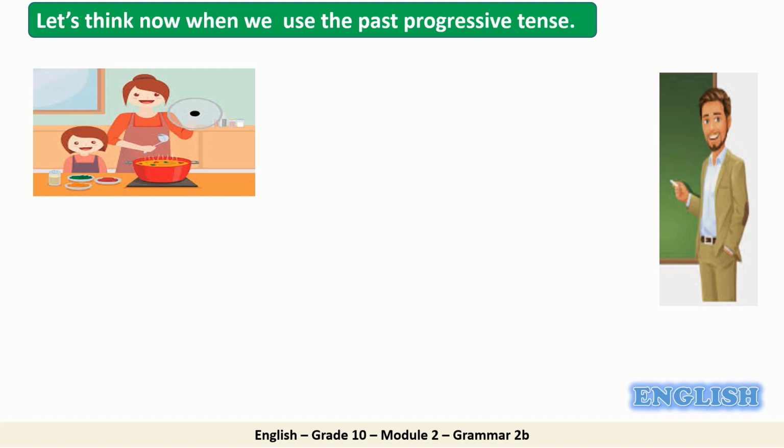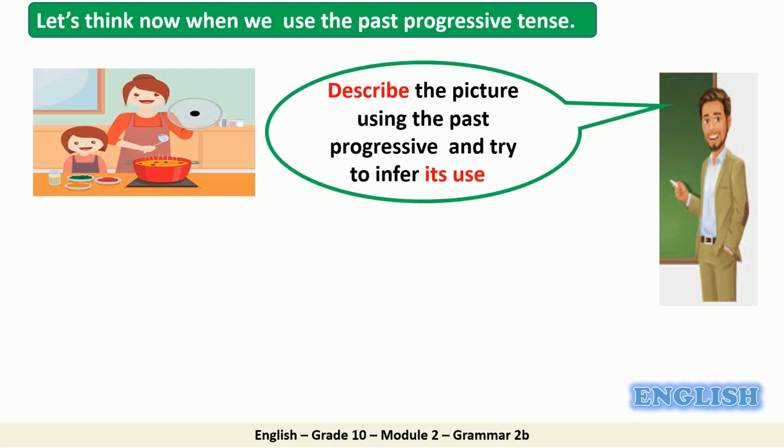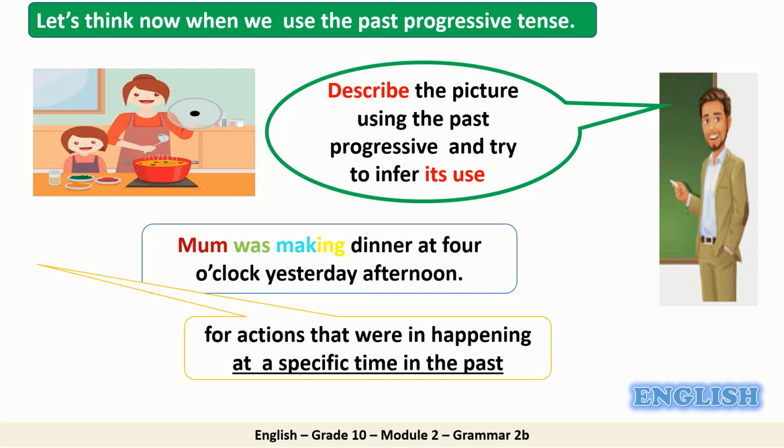Okay, so let's now think about the uses of the past progressive tense. That's why I'd like you to describe the picture using past progressive and then you try to infer its use. Yes? Mom was making dinner at 4 o'clock yesterday afternoon. Very good. So, why did we use the past progressive here? It's used for actions that were happening at a specific time in the past.